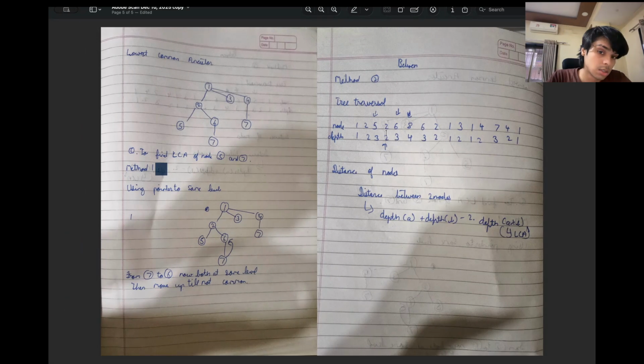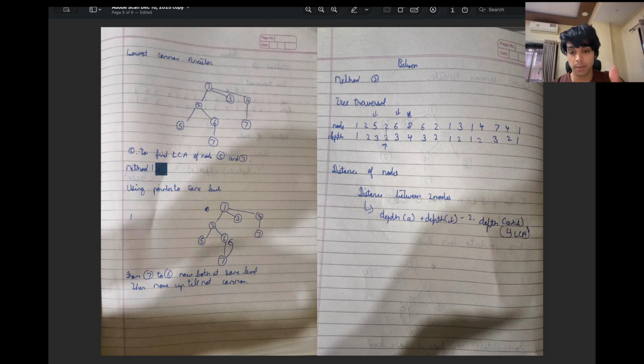One final thing that we want to say is the distance between two nodes. How do we calculate the distance between two nodes? That's a fairly simple answer. The distance between any two nodes is calculated with a simple trick. We take the depth of the first node, add it to the depth of the second node, and we subtract the depth of the lowest common ancestor of both nodes twice.